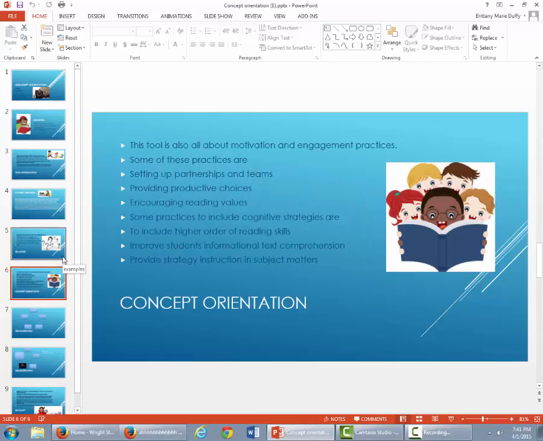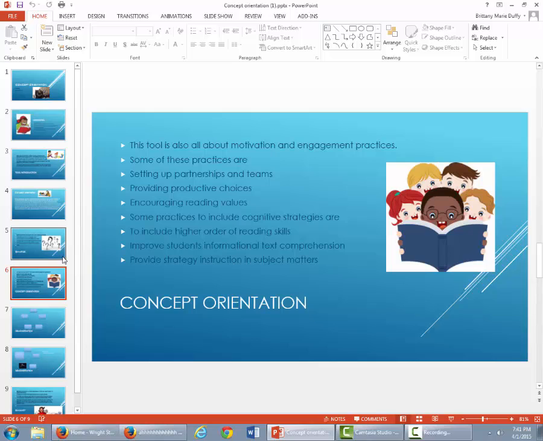This tool is also about motivation and engagement practices. So the questions are good engagement because they keep going through it, they keep answering the questions, they have to pay attention. But some of these practices also are setting up partnerships and teams. So students, you might have them get a partner, and they're reading aloud to each other. They're going over questions with each other. So that might keep them motivated and engaged as well.